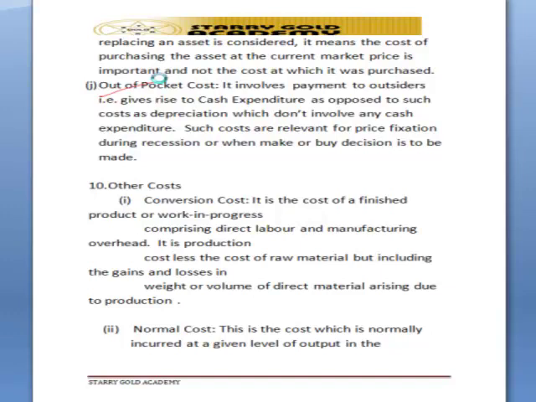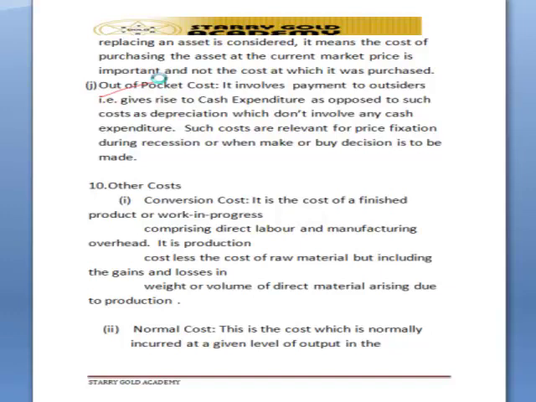We also have what we call out of pocket costs. It involves payments to outsiders. That is, it gives rise to cash expenditure, as opposed to a cost such as depreciation. Depreciation is not a cash outflow. So out of pocket costs are those costs that will necessitate cash to flow out of the organization to a third party. That's why we call them out of pocket costs. Depreciation does not involve any cash expenditure.